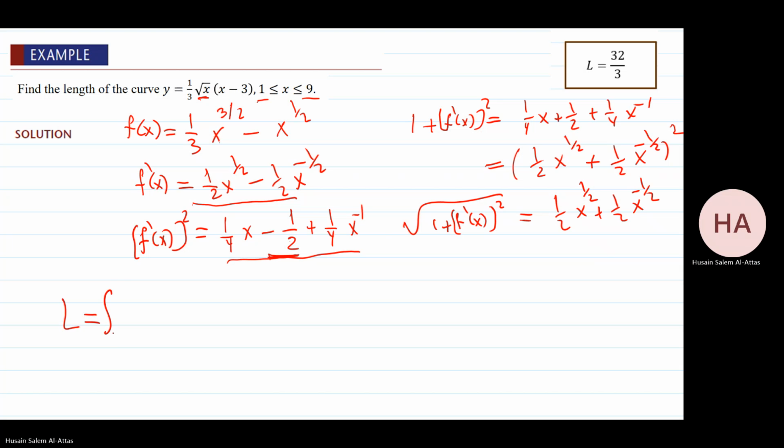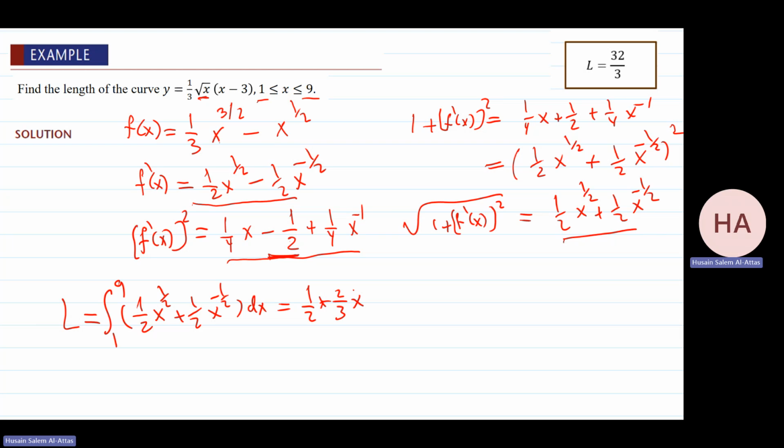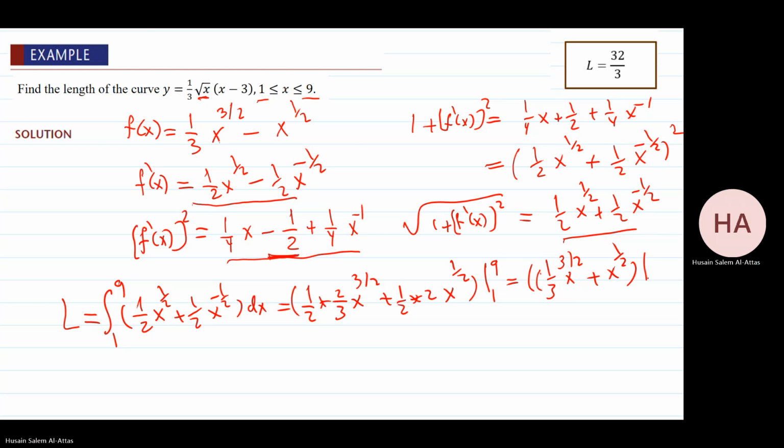So L will be the integral from 1 to 9. Ready. Half. As I said, mainly we have calculation. Dx. That gives me half times 2 over 3 x to the power 3 over 2 plus half times 2 x to the power half. This is from 1 to 9. When I simplify it, it will be 1 over 3 x to the power 3 over 2 plus x to the power half from 1 to 9.